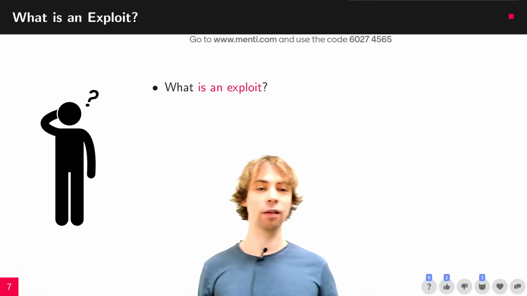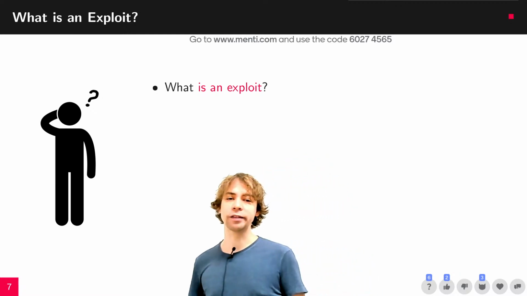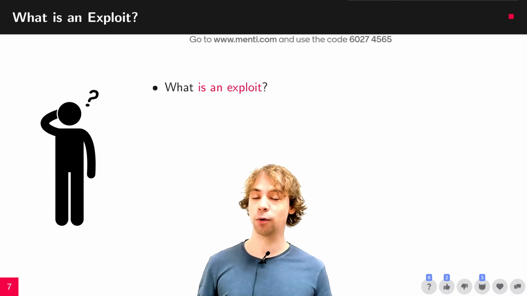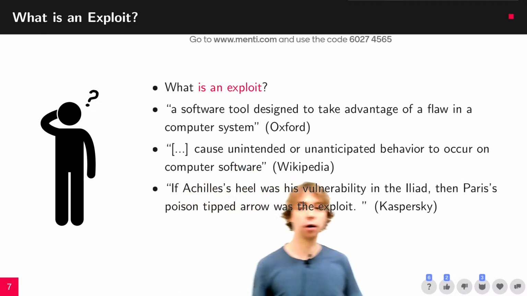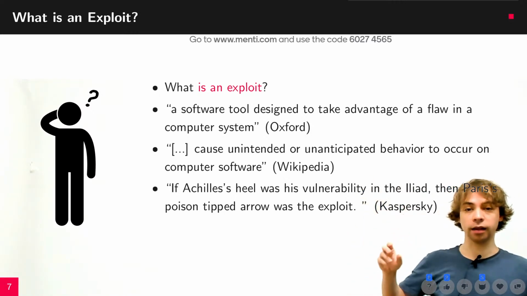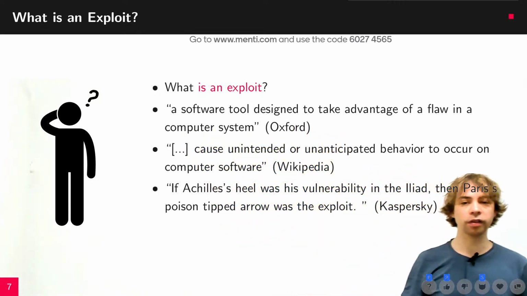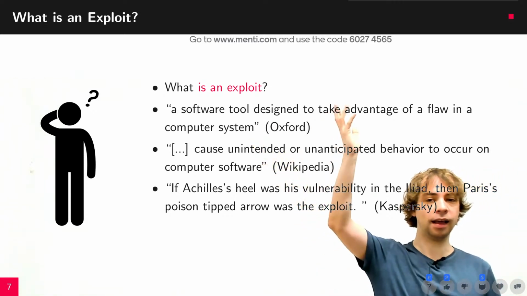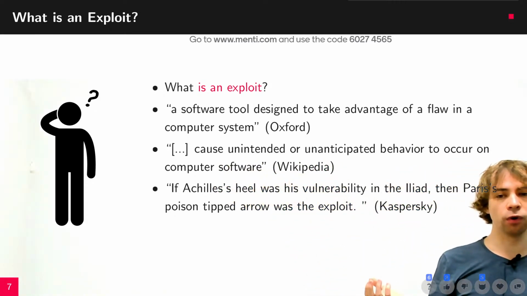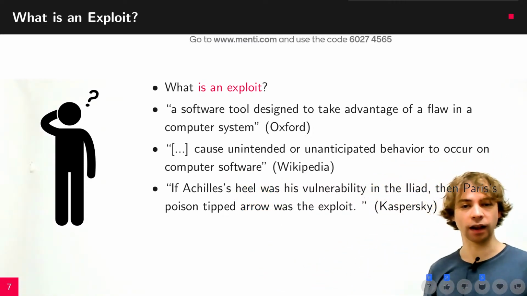What is an exploit? There are different definitions, and I want to go through them with you. Today in the lecture, we will also cover some theory behind exploits and exploitation. Here are different definitions from dictionaries, from Wikipedia, from Kaspersky. A software tool designed to take advantage of a flaw in a computer system. Okay, so software that takes advantage of a flaw. Cause unintended or unanticipated behavior to occur on computer software. So you try to trigger something that no one has thought of.